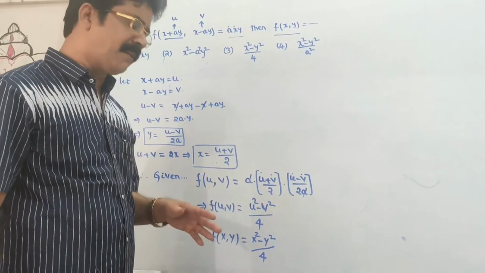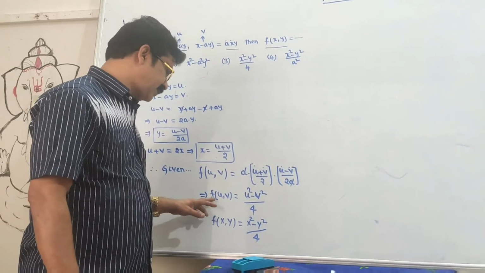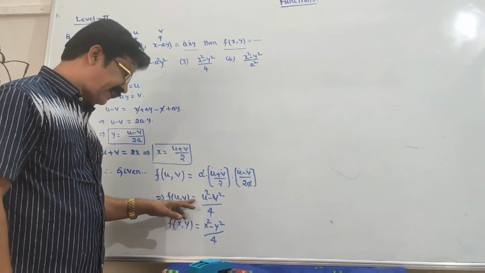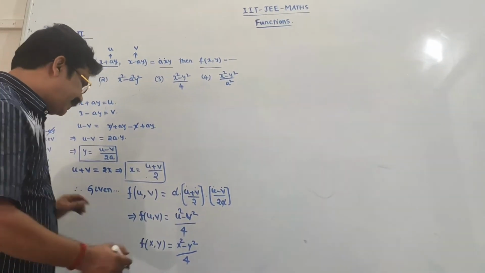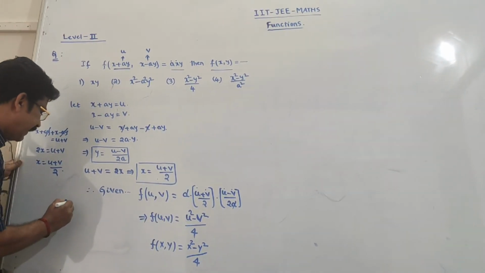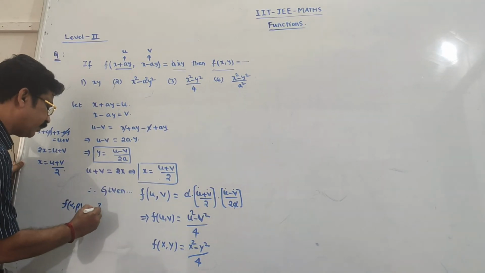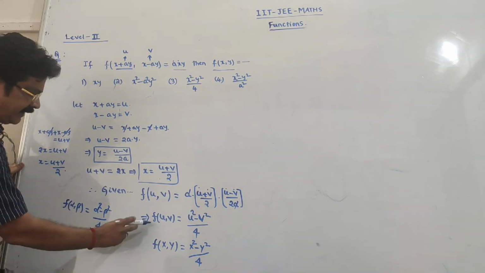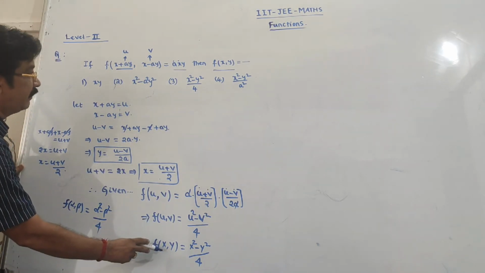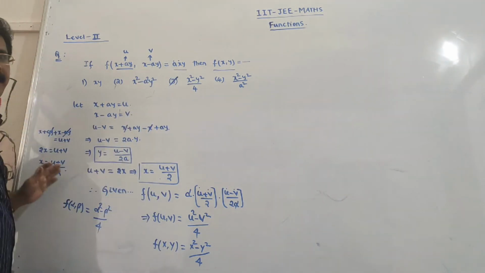For example, alpha comma beta. We can express this function in terms of alpha and beta also. f of (alpha, beta) equals (alpha square minus beta square) by 4. Similarly, we can put any variable. So therefore, which option is right? Third option is right.